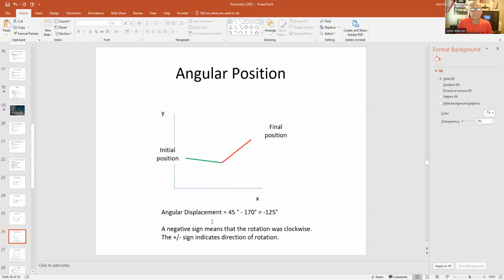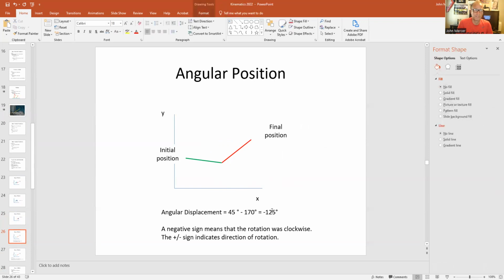So angular displacement is just final minus initial position. It's the analog to the straight line distance between the final and the initial position. In this case, this is the final position, this is the initial position, and all we do is go from here to here, and we get that angle. In this case, it's negative 125. Final position is 45 degrees, initial position is 170 degrees, so final minus initial is negative 125.